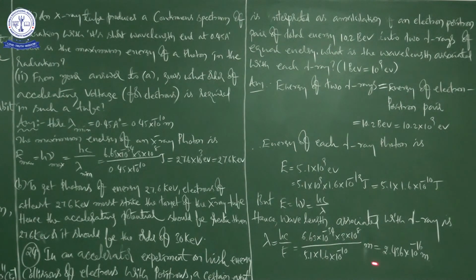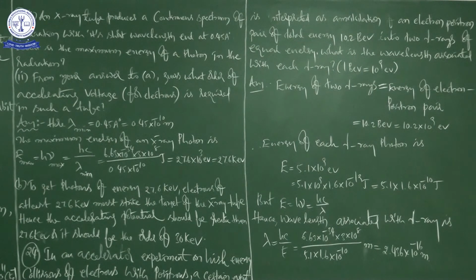It is 2.436 into 10 to the power of minus 16 meters. 2.436 into 10 to the power of minus 16 meters, right. This is the wavelength associated with the gamma ray.